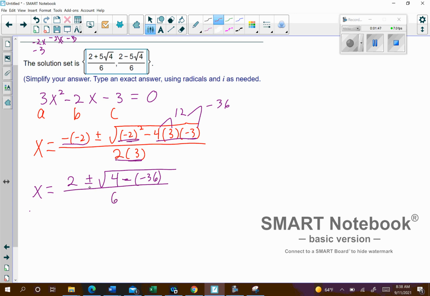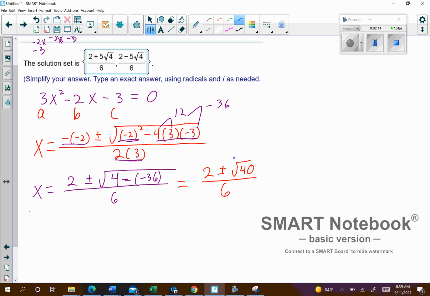And then we'll go ahead, this will become addition right here. We're going to add the 4 and the negative 36. So we get 2 plus or minus the square root of 40 all over 6. Okay. And this is looking pretty similar to what you have up here for your answer, but it's very common to make a mistake on the radical part. And it's okay. We'll get there.